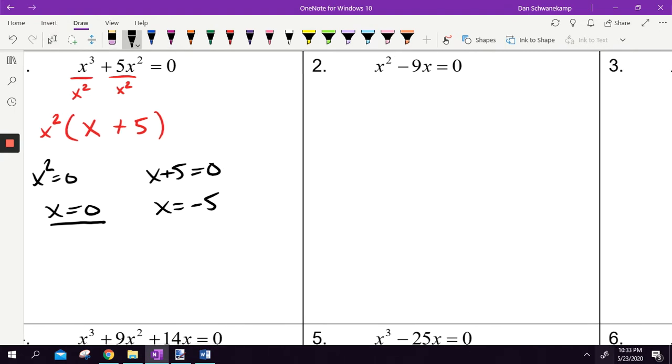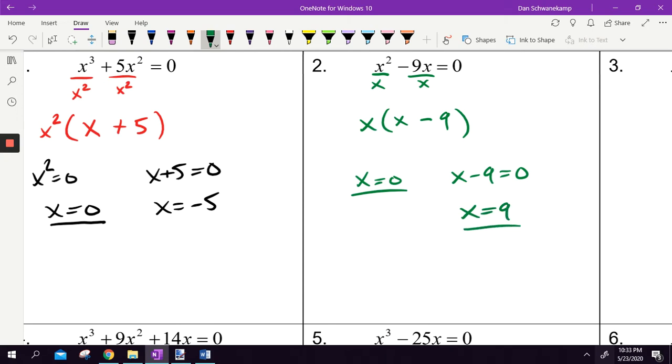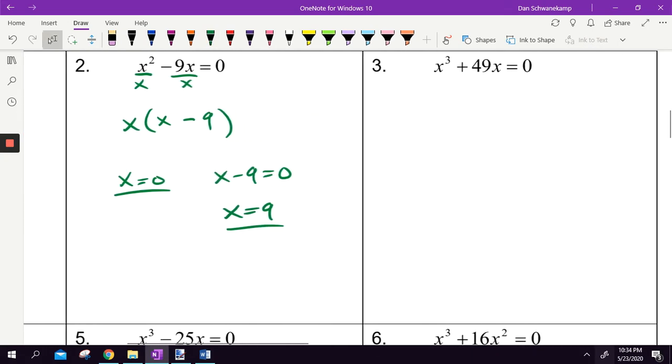Number 2, same thing. We're looking at x squared minus 9x. This is an easy one. What do they both have in common? Well, they both have an x. So I'm going to take an x out in front. If I take an x out of x squared, I'm left with x. x out of negative 9x, it's negative 9. Take each one, set it equal to 0. That's already done. x equals 9 is my other one. I'm good. x equals 0, x equals 9.